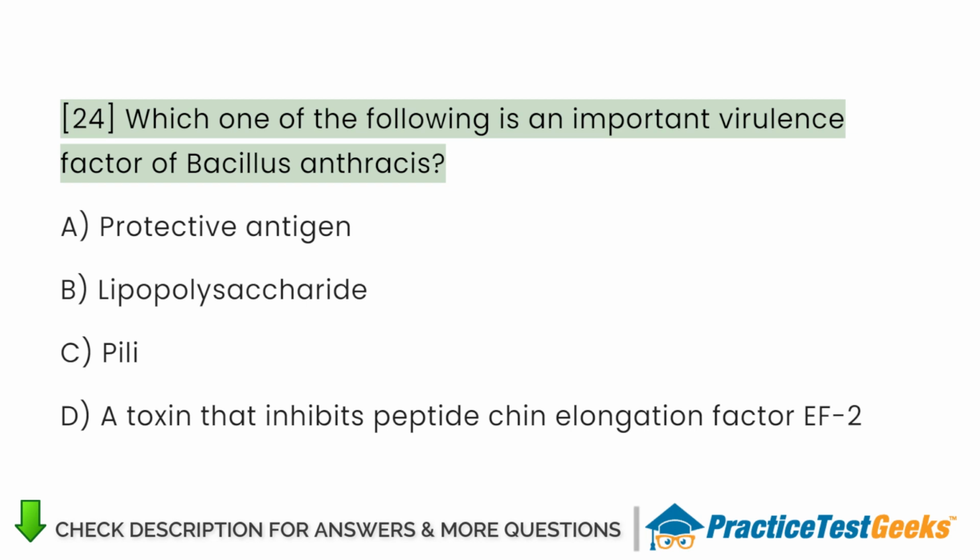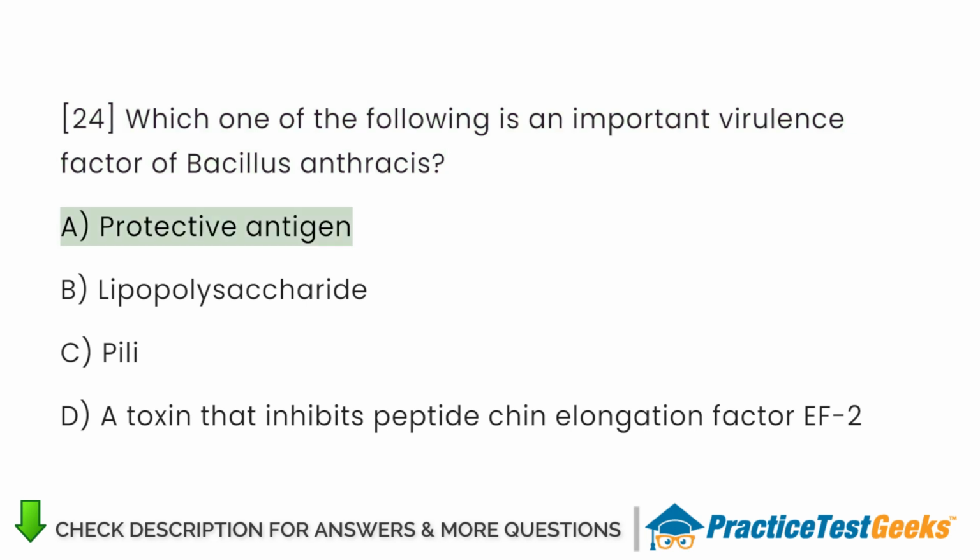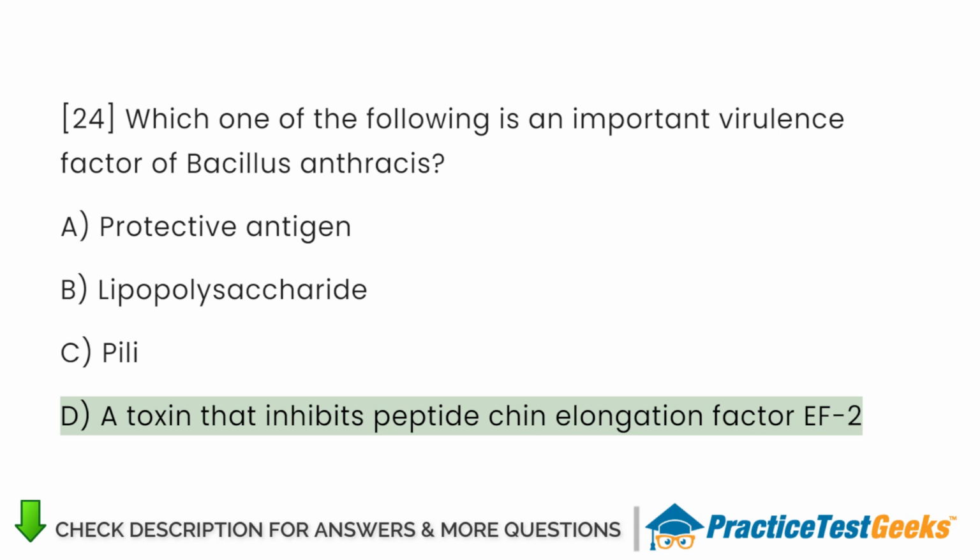Which one of the following is an important virulence factor of Bacillus anthracis? A. Protective antigen. B. Lipopolysaccharide. C. Pili. D. A toxin that inhibits peptide chain elongation factor EF2.